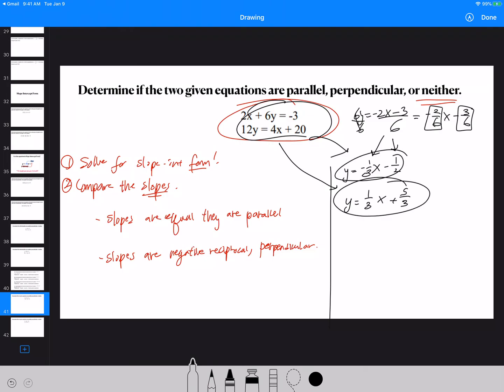So now I have these two equations, and what do you notice? Hey, the slopes are opposite in sign. But if it's supposed to be perpendicular, it needs to be the negative reciprocal. If it's parallel, they need to be equal, so it's neither of those two cases.